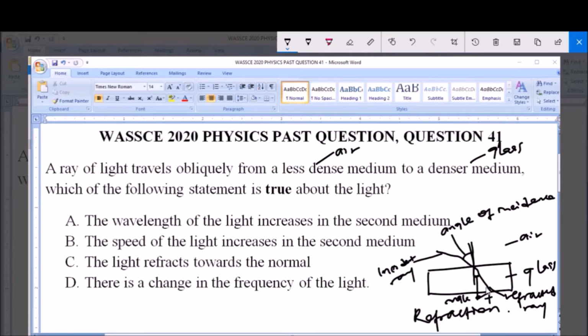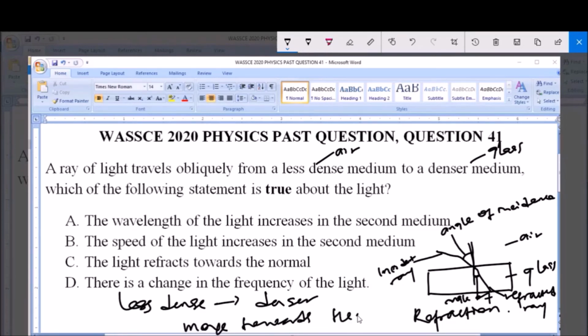And the ray of light, because it is moving from a less dense to a denser medium, will be refracted towards the normal ray. And this is the normal ray, and that is why the angle of refraction is lower than the angle of incidence when a ray of light moves from a less dense medium to a denser medium. So the answer to this question is option C. The light refracts towards the normal. That's the answer to this question.